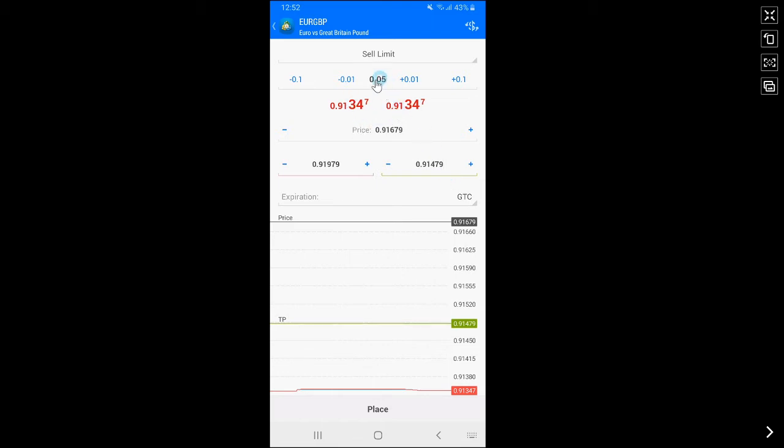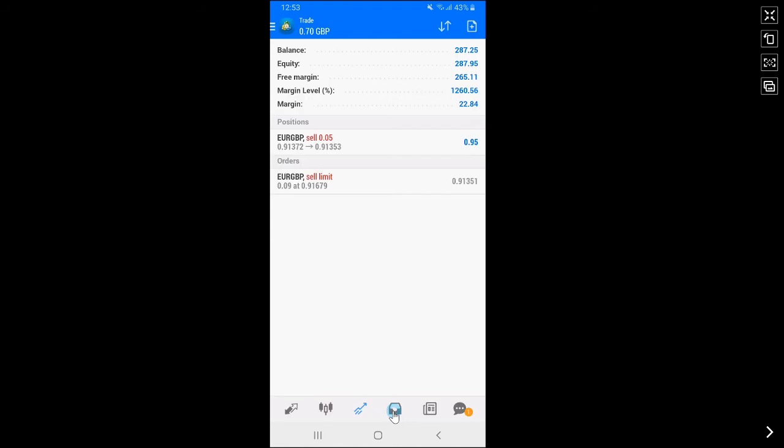Obviously with the lot size, if you remember back to the risk management, it was saying we can use a 0.09. So now we've got our 0.09 there. It's a sell limit. It's Euro GBP. We've got our entry price, our stop loss, and our take profit. So when we click place, the order is ready to go. Now price needs to reach that level for it to be activated, so it could take a little while to get to that stage, but that is how you place a trade.